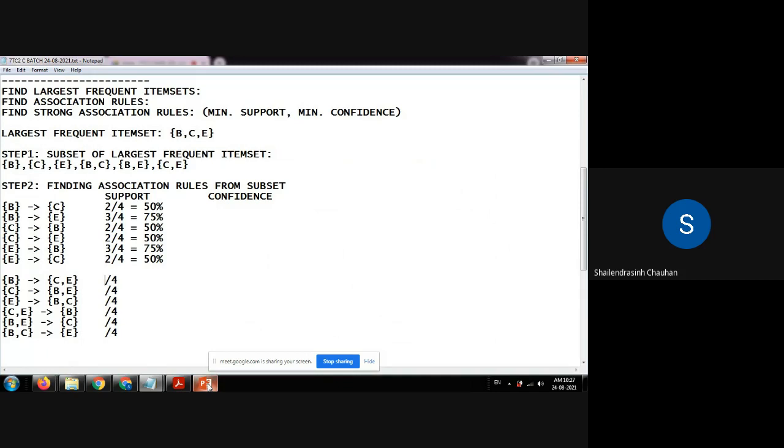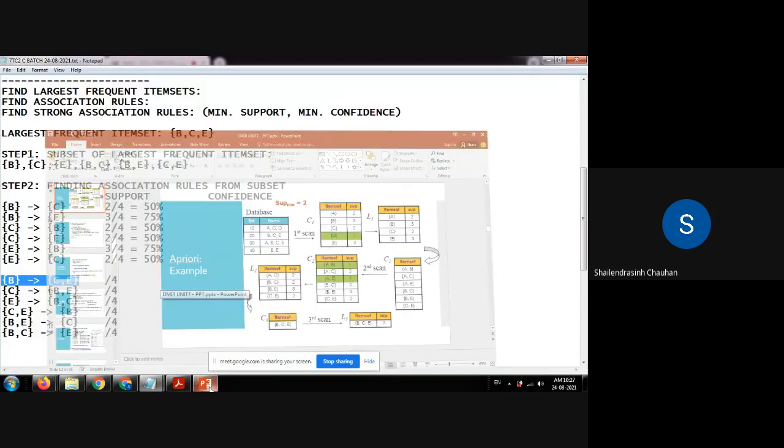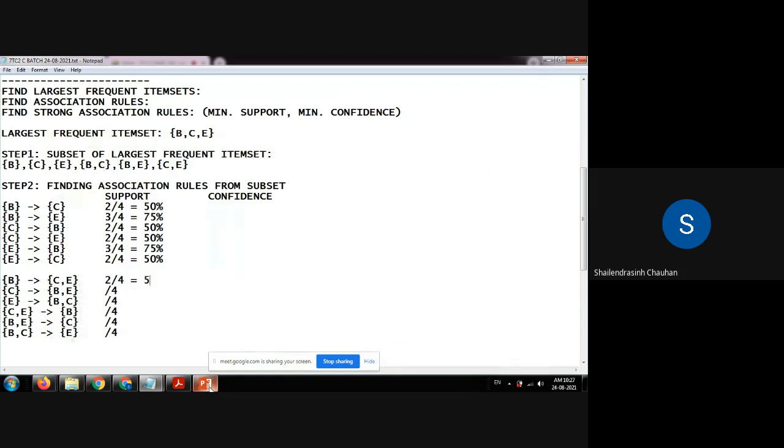Now, out of 4, in how many transactions you are having BCE together? BCE 2 times, 50% support. Again BCE together 2, 50%. Again BCE together. In all the rest, you will be having 50% of support.